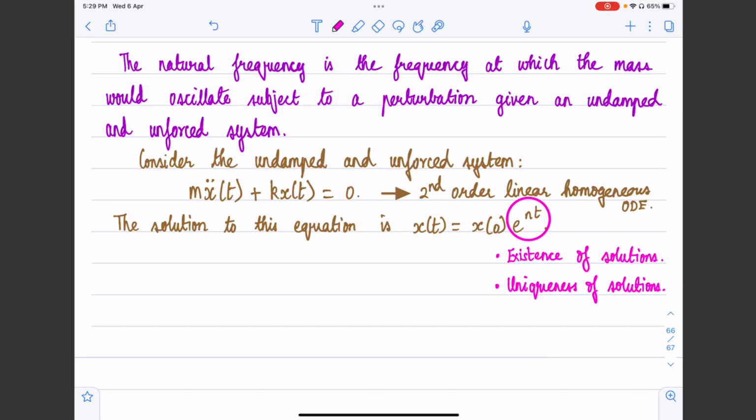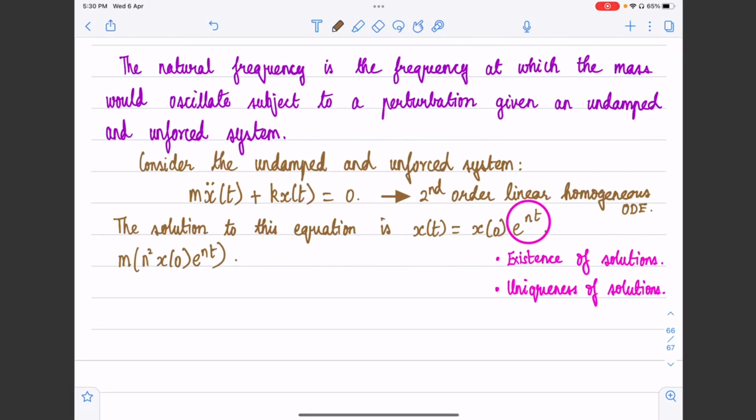Consequently, if we substitute this solution into the equation, we have m times, for x double dot, n squared x0 e power nt. Why? Because if we differentiate e power nt with respect to time, we get n e power nt, and differentiating once again, we get n squared e power nt. x naught is a constant, so that's why we get this. Then plus k times x naught e power nt is equal to 0.